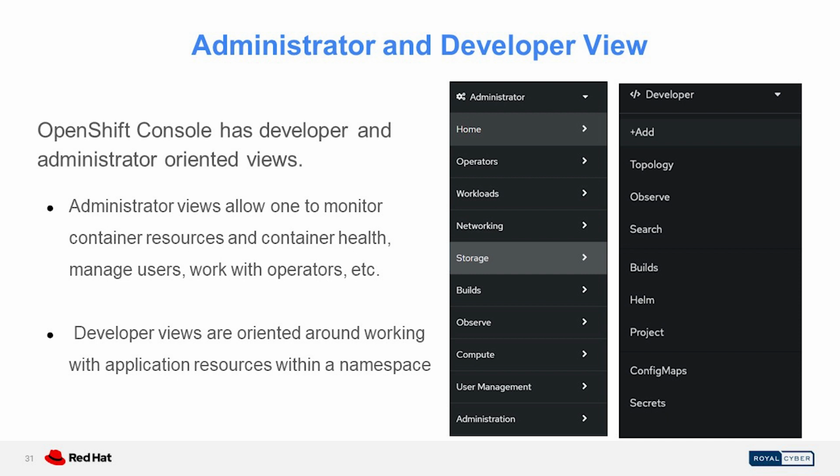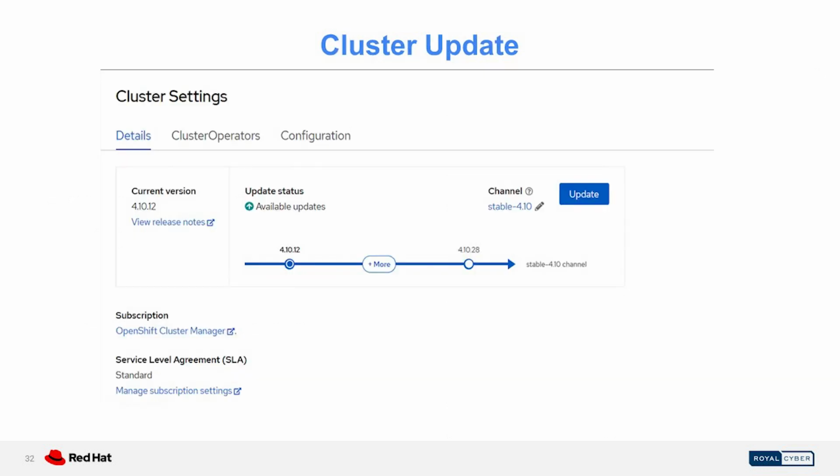As for the developer view, it's for managing the application resources within a namespace, including deploying applications, configuring builds, and configuring and creating config maps, secrets, and projects. Also, OpenShift keeps track of OpenShift updates, and from the console you can track the updates and manage OpenShift updates using a few clicks.